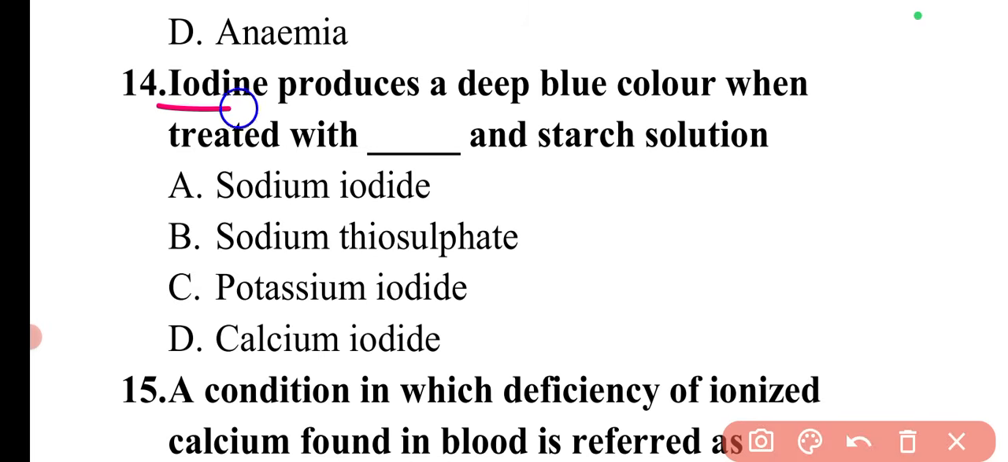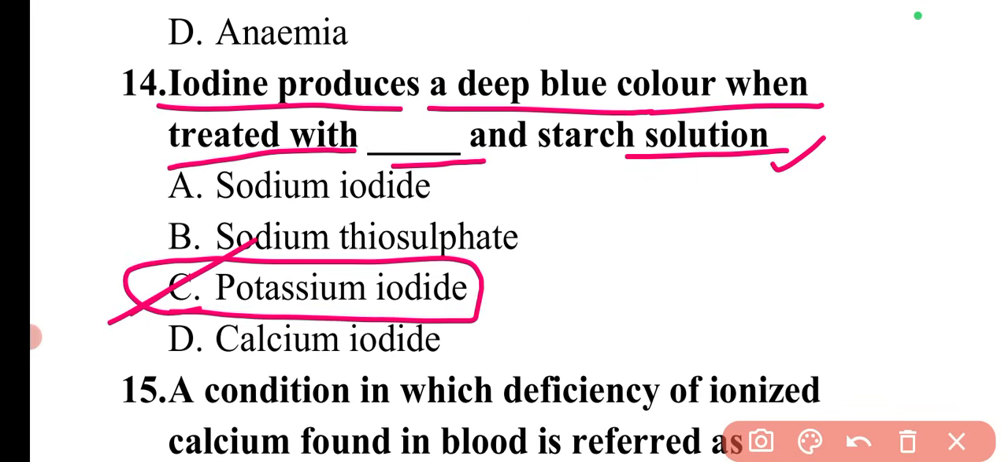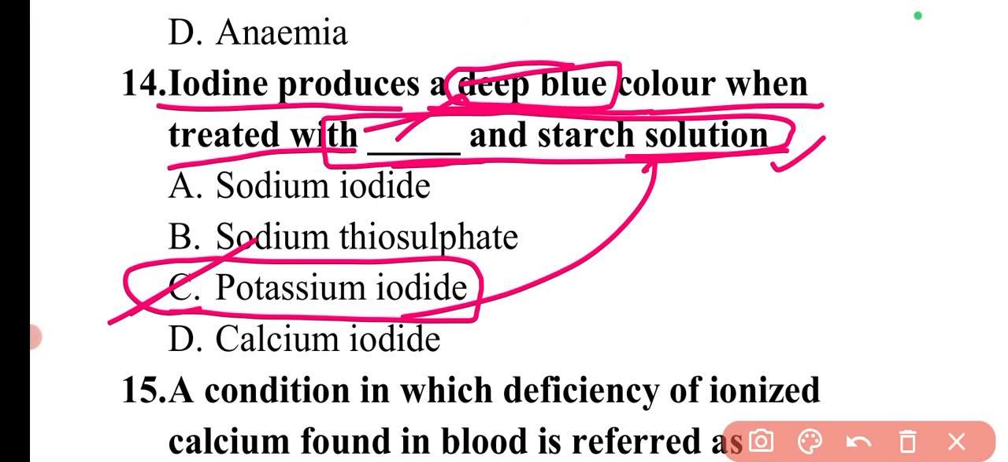Next question is, iodine produces a deep blue color when treated with dash and starch solution. So iodine basically when treated with potassium iodide and starch solution will produce a deep blue color. So in this particular question you need to remember the color as well as the reaction between which two compounds.